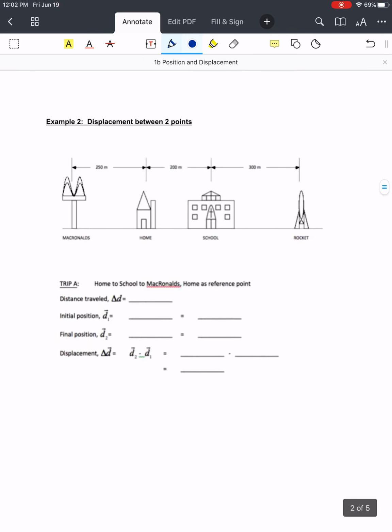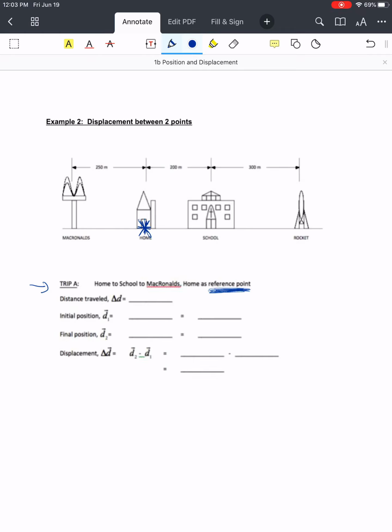So displacements between two points. All right. So trip A. There's a diagram up above. Okay. So you're going to go from home to school to McDonald's, and home is your reference point. So remember, whenever we're talking position or displacement, we need that reference point. It's all about that reference point. So here, home is my reference point.